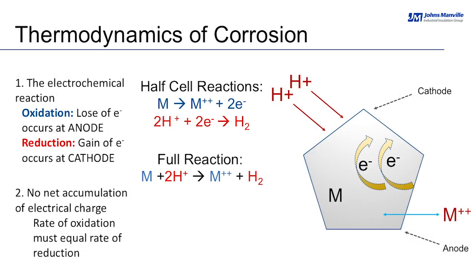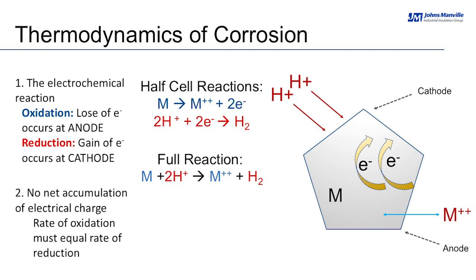Now, in order to understand corrosion very well, we need to talk about the thermodynamics of aqueous corrosion. The electrochemical reaction has 2 half reactions. One is the oxidation, where the loss of electrons occurs, and that is at the anode. The other half reaction is the reduction. The gain of electrons occurs, and that is at the cathode. The half cell reactions are written there. The blue is the oxidation reaction, where metal is losing 2 electrons, and the half reaction in red is the reduction reaction, where we are gaining 2 electrons in that reaction.